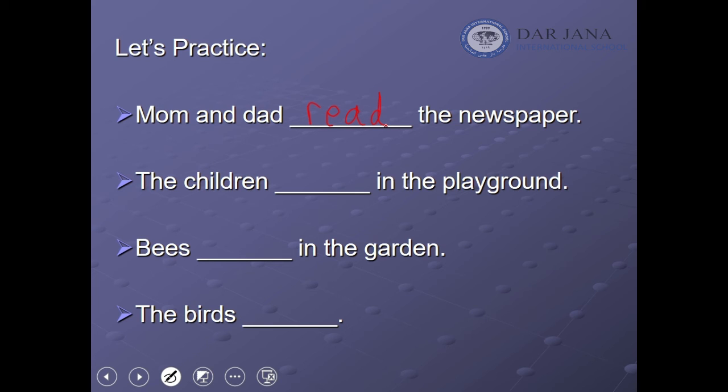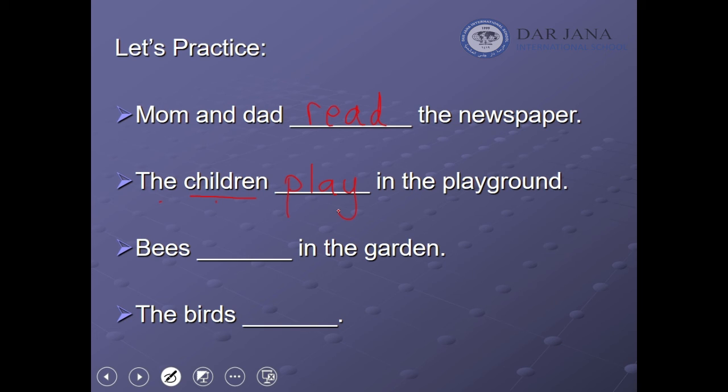Okay, let's look at the next one. Here it says the children. Here we're talking about children. We're talking about more than one. So the children in the playground. What do the children do? Play in the playground. Okay, they all play. They all play. No S is needed.